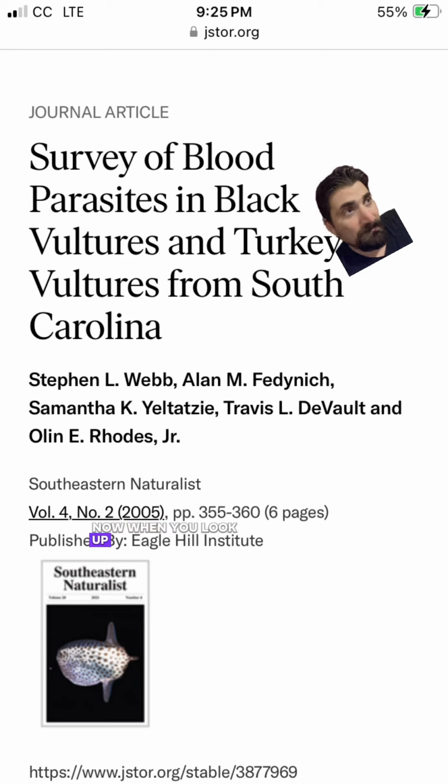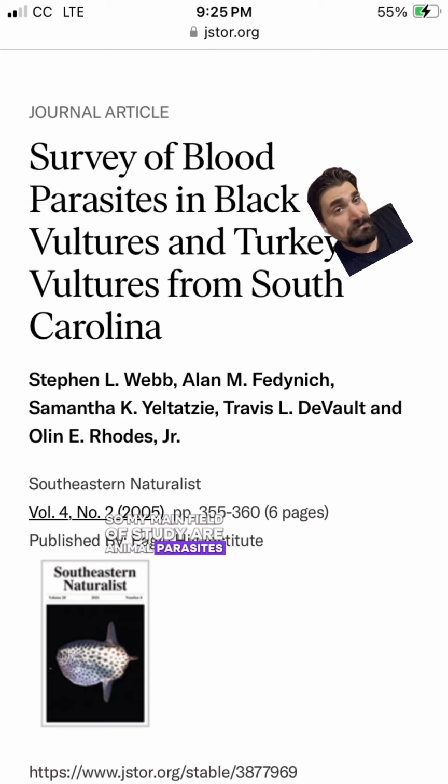Now when you look up vulture parasites, the vast majority of the things you're going to find are blood parasites. Protozoans like Plasmodium that can cause bird malaria is typically what are found. So my main field of study are animal parasites like worms and arthropods. I don't study a whole lot of protozoans, so I don't know too much about them. And when it comes to animal parasites of vultures, there's really not much to find.